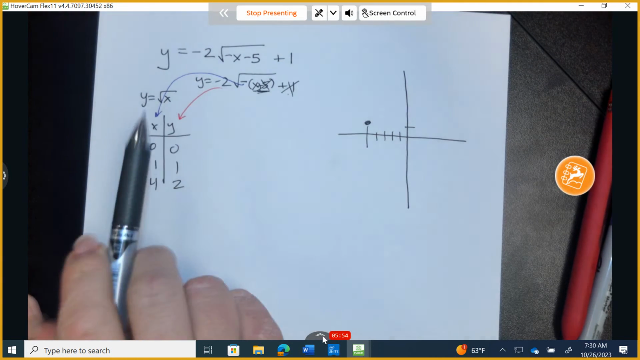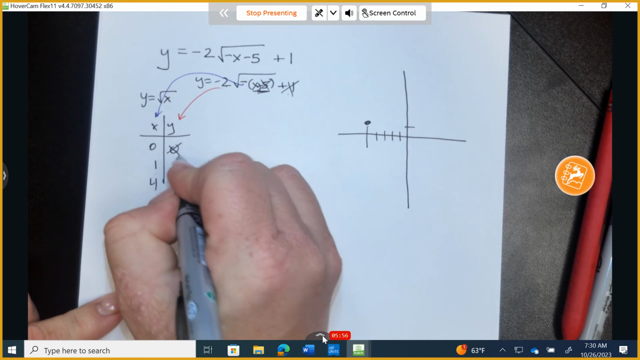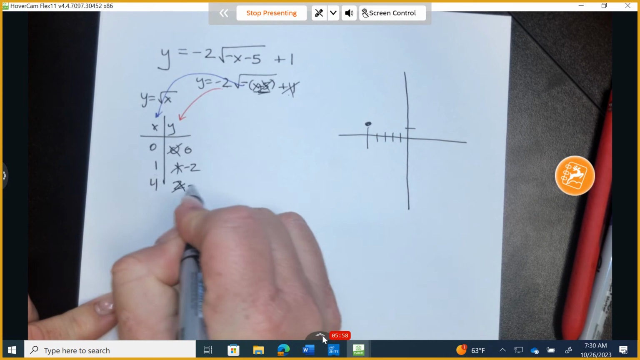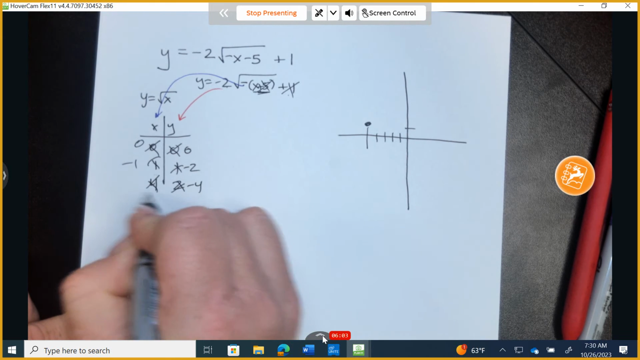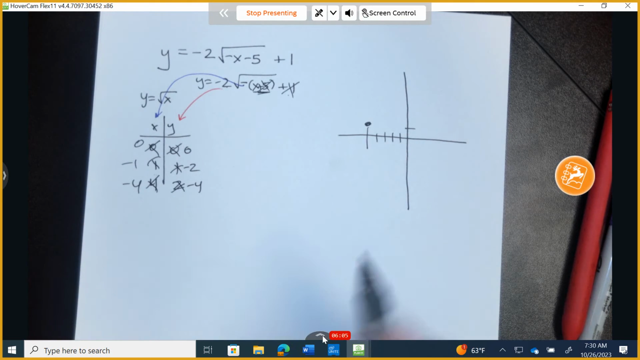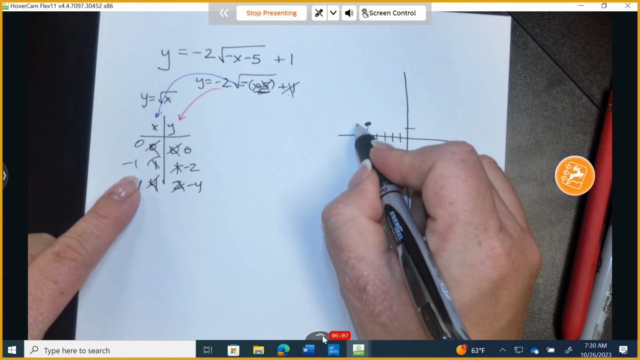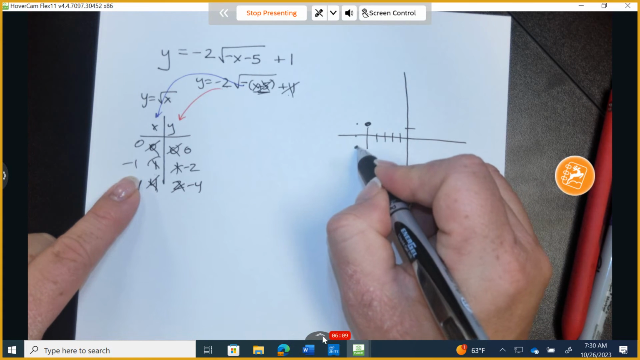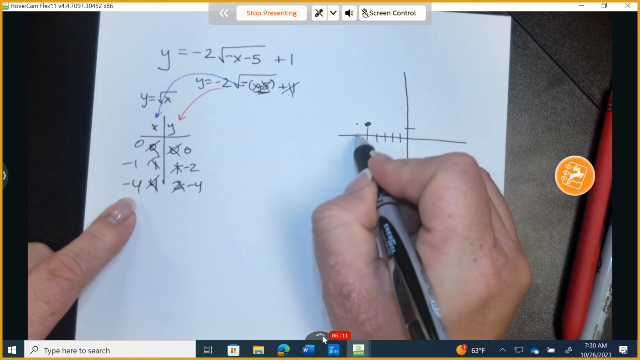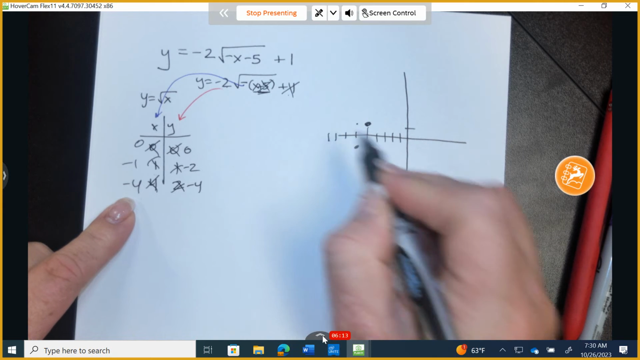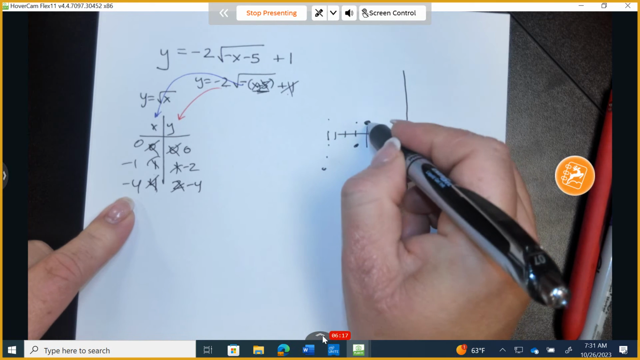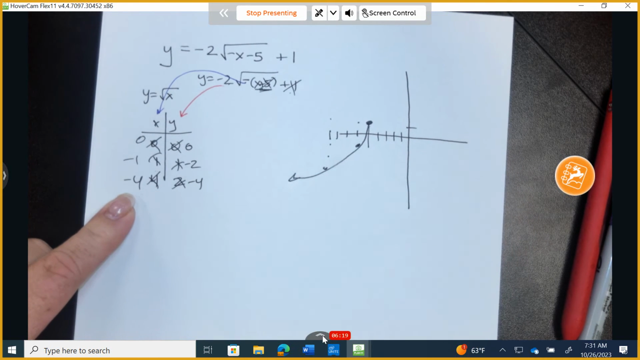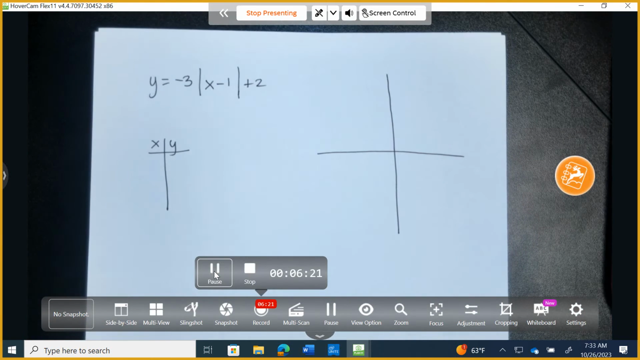So what we do right now is we're going to multiply this by negative 2. 0, negative 2, negative 4. Over here, multiplying by negative gives 0, negative 1, negative 4. There's my 0, 0. I'm going to go left 1 and down 2. Left 4, 1, 2, 3, 4, and down 4. 1, 2, 3, 4.